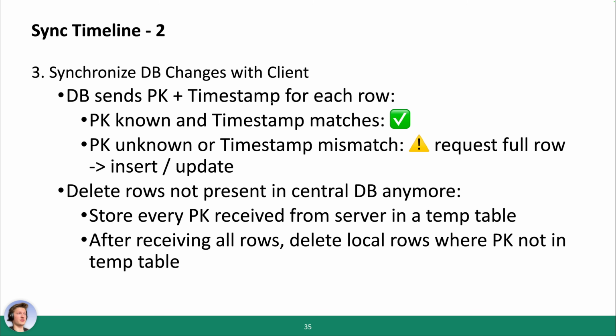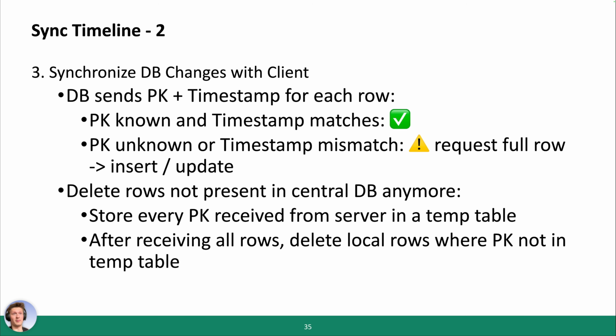Next step is to synchronize DB changes with the client. So for anything that somebody else has changed and that is not on my client yet, I send just the primary keys and the timestamps of the tables for each row. If I know the primary key and the timestamp matches, I have the current version of that row. If the primary key is unknown or the timestamp mismatches, I need to get that full row and either do an insert or an update to be up to date.